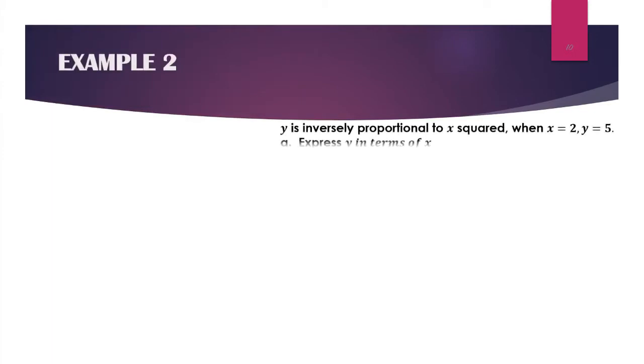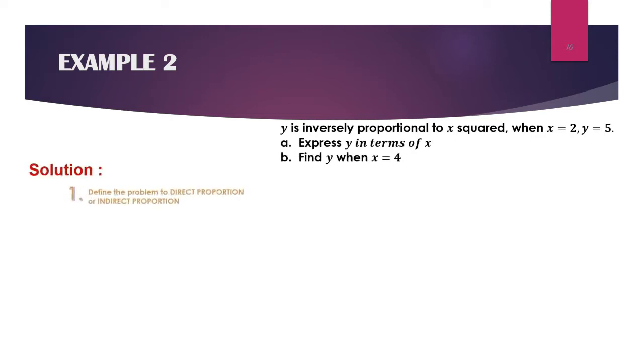Okay, another example. Example 2: y is inversely proportional to x squared. When x equals 2, y equals 5. Find the expression in terms of x and find y when x equals 4. The first step is to define the problem. Yes, that's correct, indirect proportion.